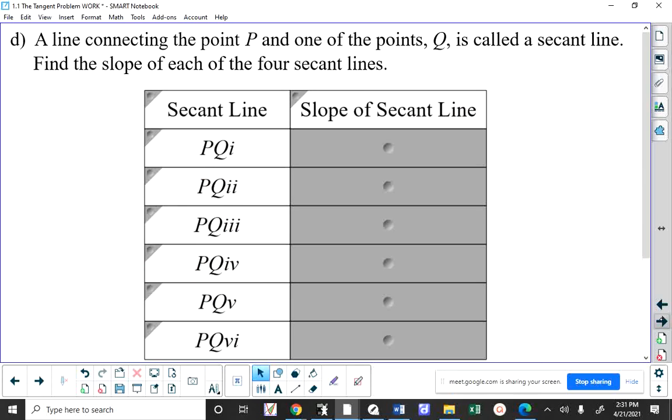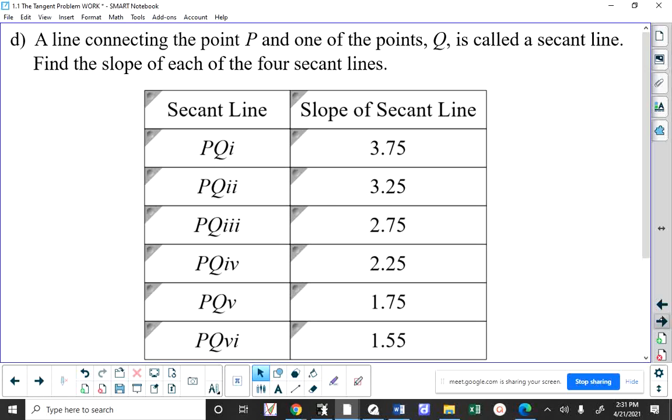How many of you have done the 6 secant lines? Just compare them. Yes? Okay.